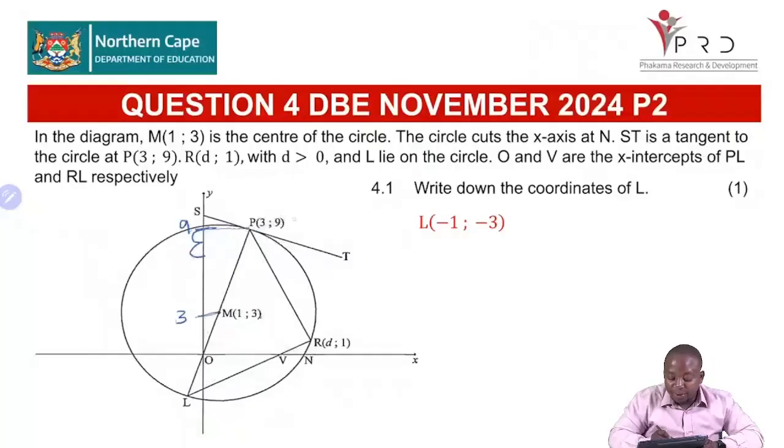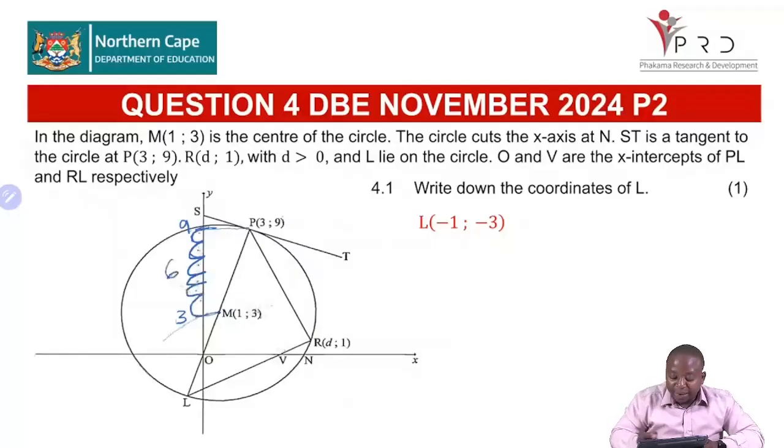So let's just count how many units it's going to be, just to make it easy. From 9 to 3 is going to be around 6. It is 9, 8, 7, 6, 5, 4, 3. So how many units are those? It is 1, 2, 3, 4, 5, 6. So I moved 6 units here.